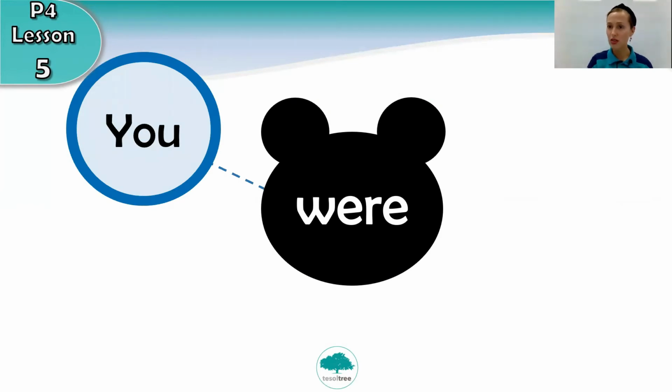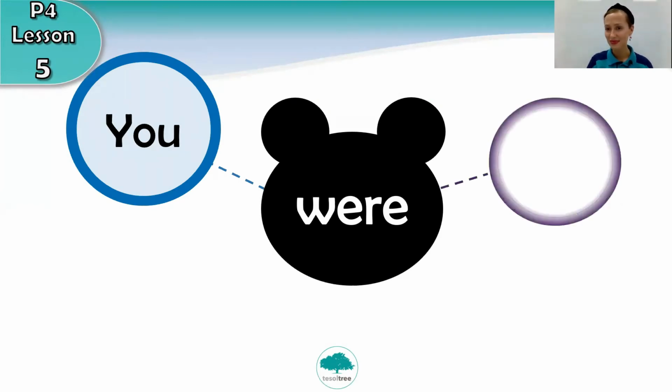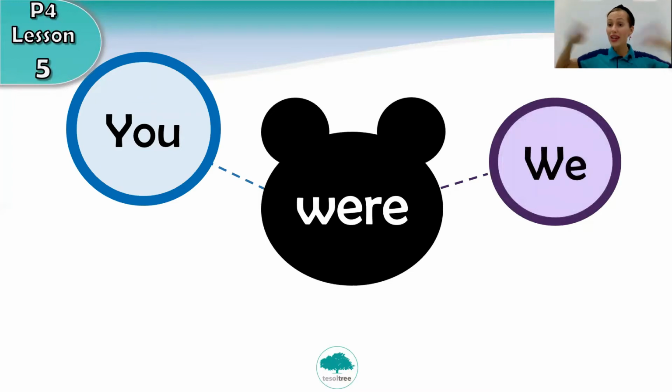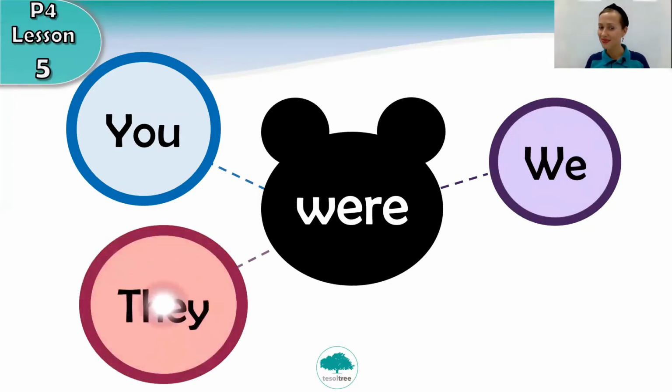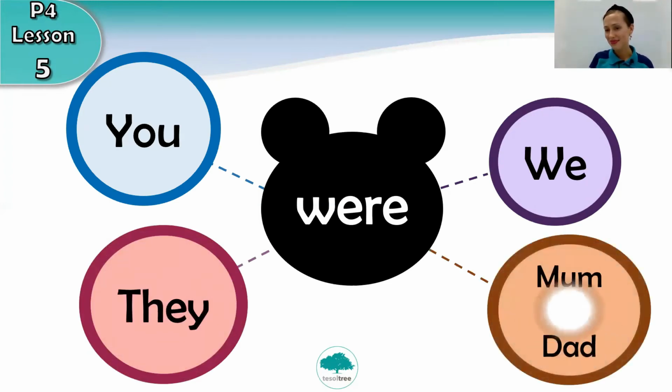Now, when do we use were? You were. We were. They were. Mom and dad were. Mom and dad, two people, they. Mom and dad were.